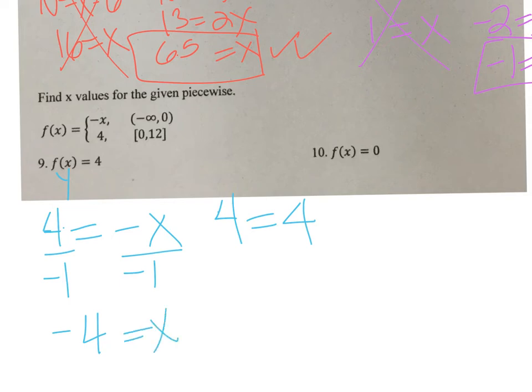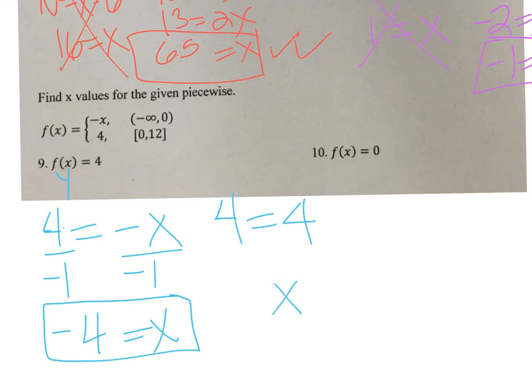Is that true for that first function? Is that in the boundary between negative infinity and 0? Yes, it is. So let's look at the other one. 4 equals 4. Well, that's weird. Okay, that means infinite solutions, right? But we don't have infinite solutions on piecewise functions because we have a boundary. So really, x is going to be 4 from 0 all the way to 12, that whole thing there, okay?